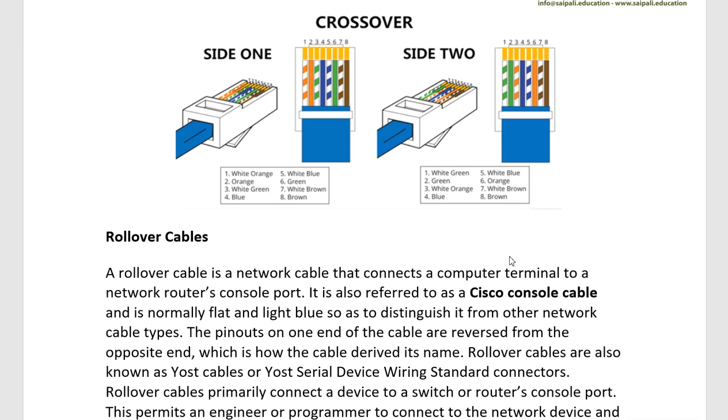Then rollover cable is completely different. It is not used for data, it is used for connecting your console port to the machine's serial port to do the configuration of the routers and switches. Then fiber optic cable uses light as a signal.